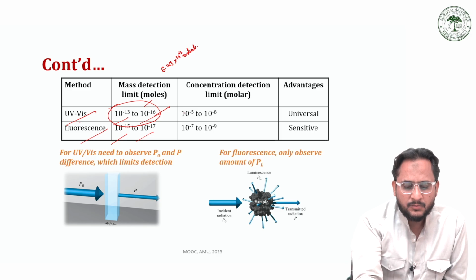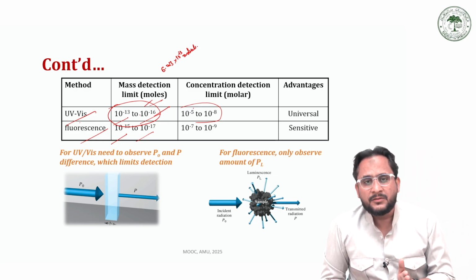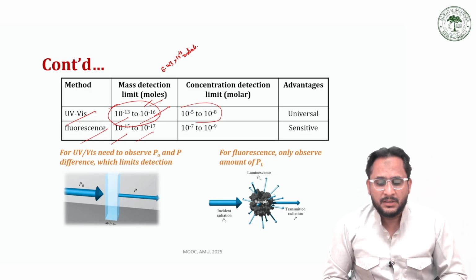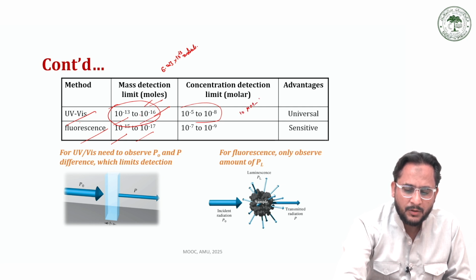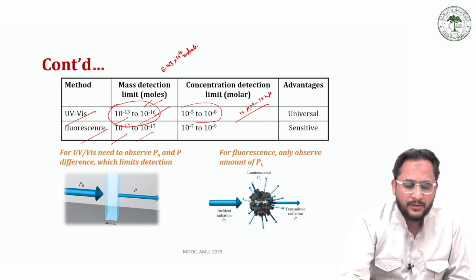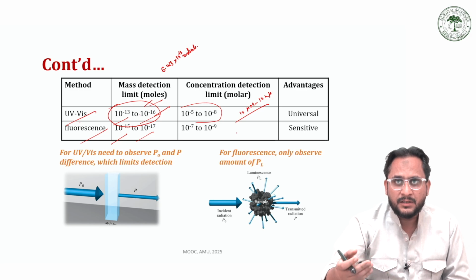On the other hand, in terms of concentration, we can go from 10 raised to the power minus 5 to minus 8, that means from 10 micromolar we can go up to 10 nanomolar concentration, while in case of fluorescence, again it is more sensitive, the detection limit is even lower.